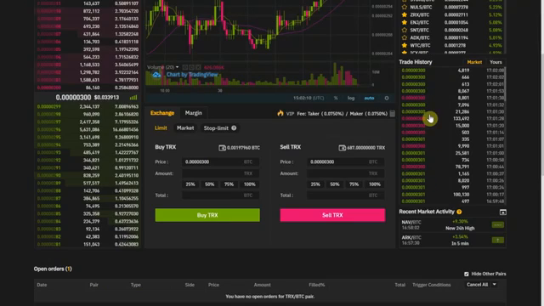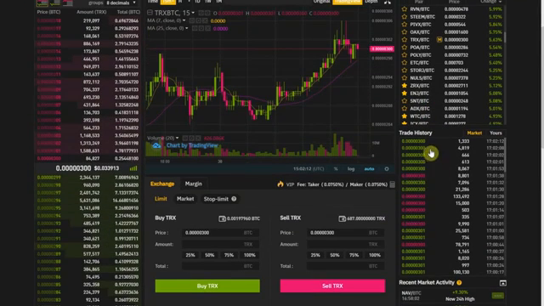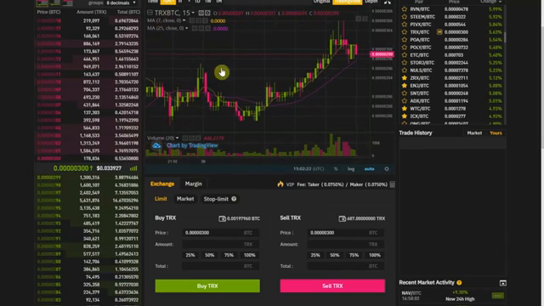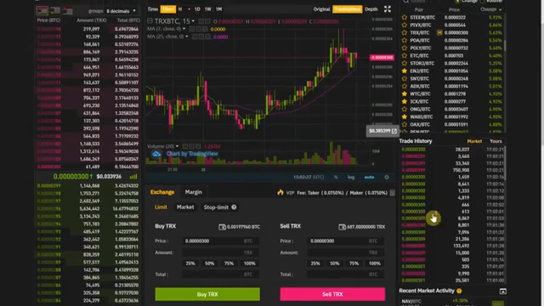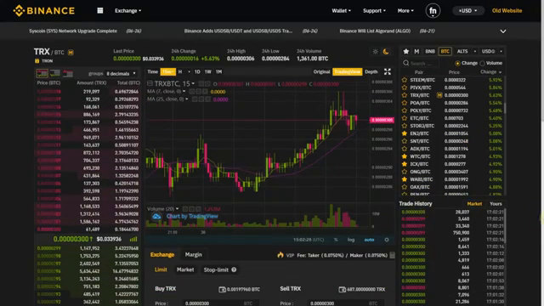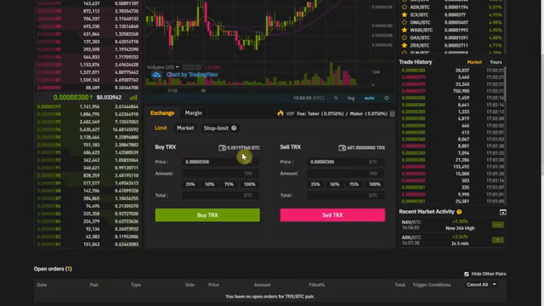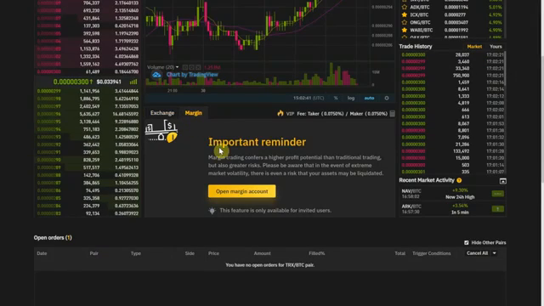We also have the trade history here, and this is just the orders that are being filled in real time. You can see the market orders, and you can see your own orders. I don't have any recent TRX orders, so it doesn't show anything here, but the market is constantly updating. And it's time to look at this particular section. So you have, oh, this is new again. Margin, important reminder.